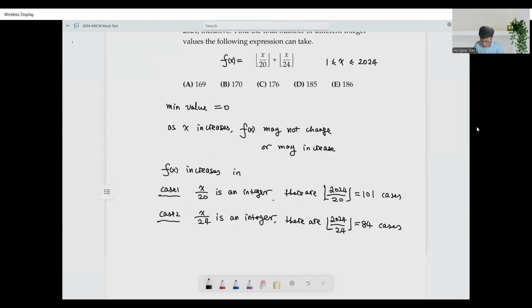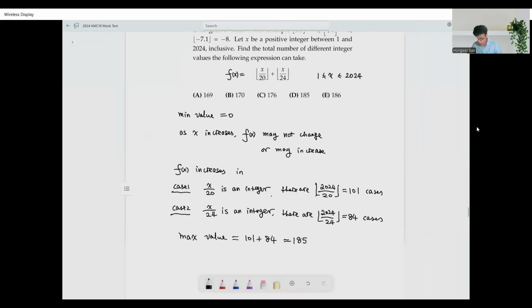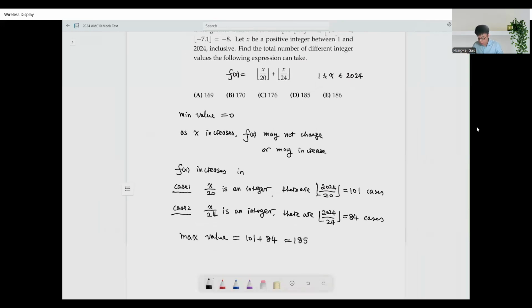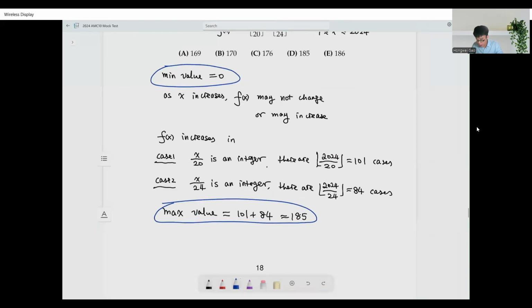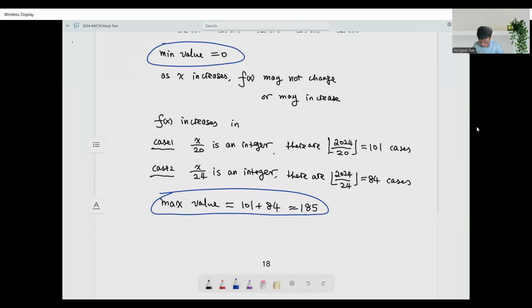Now we can find the maximum value. The maximum value equals 101 plus 84, which is 185, right? So the function value is between 0, the minimum value, and 185, the maximum value. However, there are some numbers not achieved by function f because there are cases that both parts increase by 1.